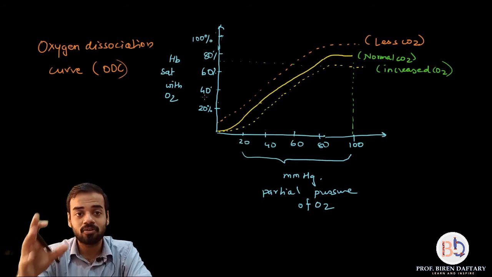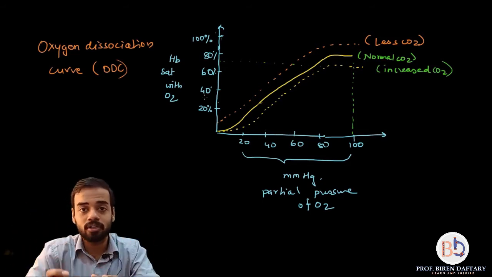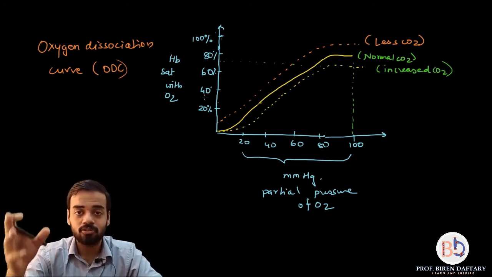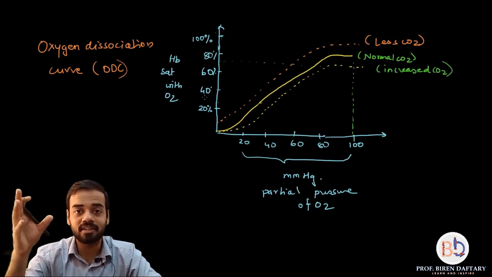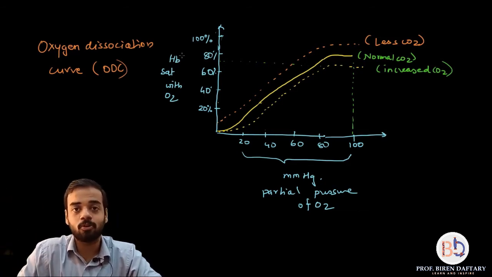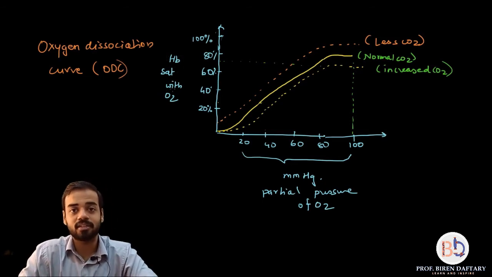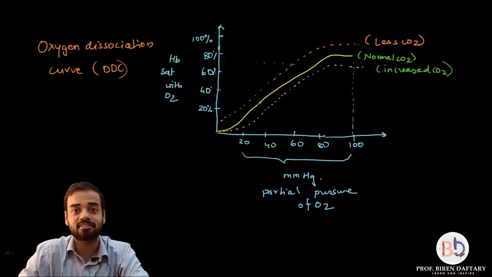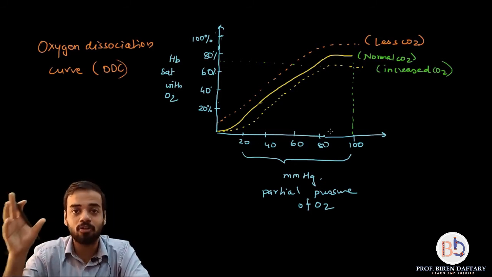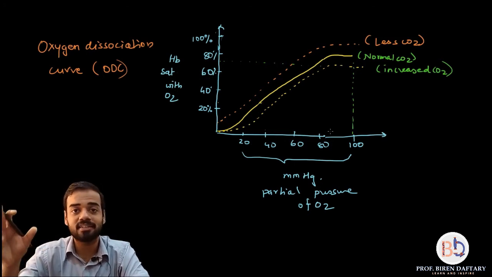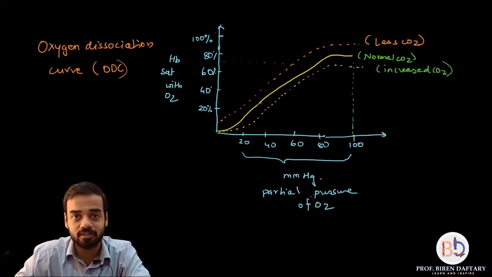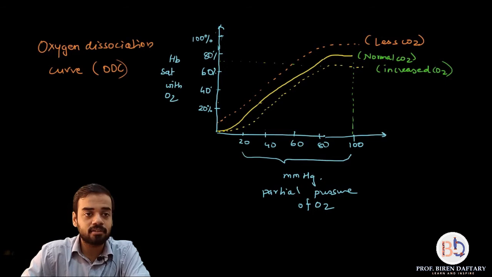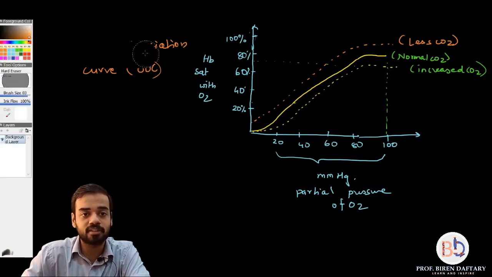Is this clear? Okay, so this graph is important. It is very important for all the students who are going to give NEET or CET exams. So please remember this, and please understand this graph. On the y-axis we have plotted hemoglobin saturated with oxygen, and on the x-axis we have plotted the partial pressure of oxygen. Partial pressure can also be written as tension, so this is also called the tension of oxygen. Now from this graph we can basically understand two effects.